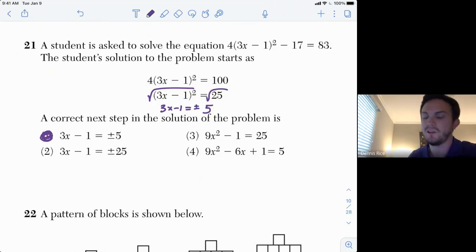What's wrong with choice 2? They just put a plus minus sign and left it 25. Choice 3 and 4 are like people that incorrectly boxed it out. Why would you box it out? Did that help you solve it? Look at choice 4 as if you correctly boxed it out. Would that have helped you? No. Taking the square root, you're like a few moves away from finishing.